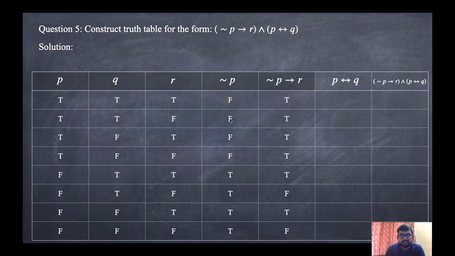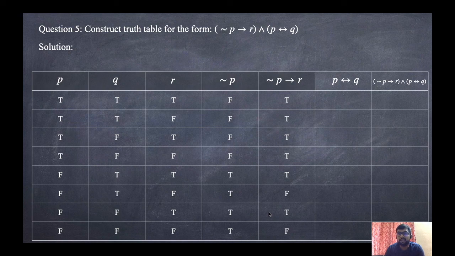Now both are same, so it is true. Here both are different, so this portion, so T. Both are same, so true. Both are same, true. Both are different, so consider this, so false. Both are same, then true. Both are different, consider this, so false.